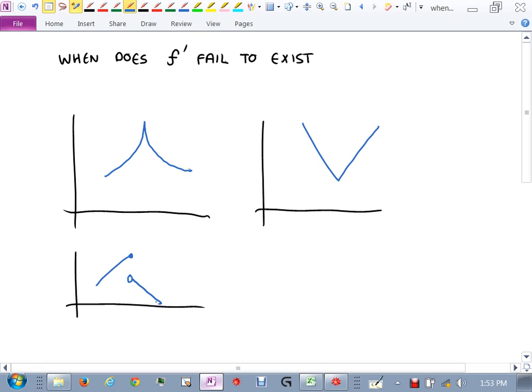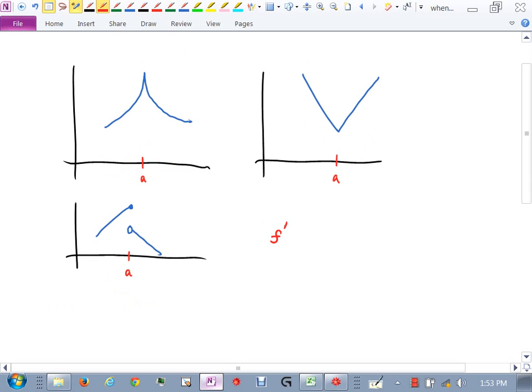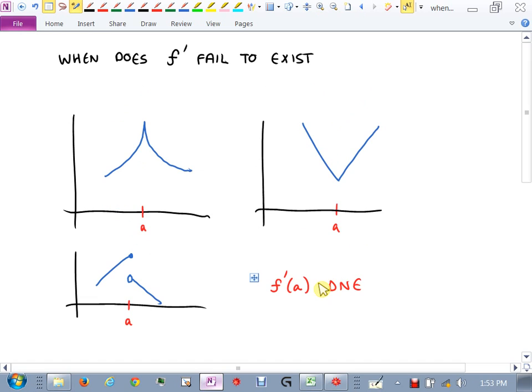Now let's talk about why your derivative would not exist. Look, it's important that you understand. Here's A, here's A, here's A. What we're saying with these three pictures is f prime of A does not exist. All these pictures. What we're saying is that only at this value does the derivative not exist.